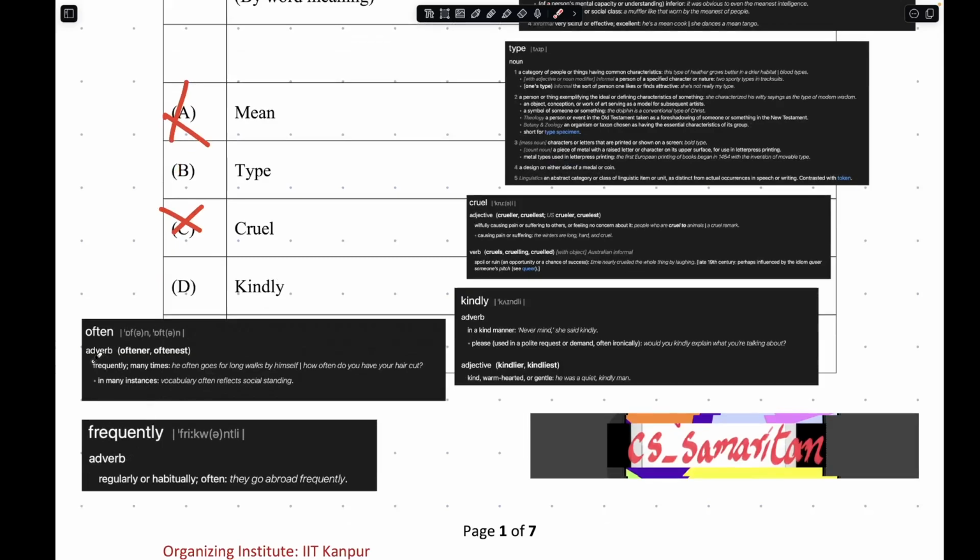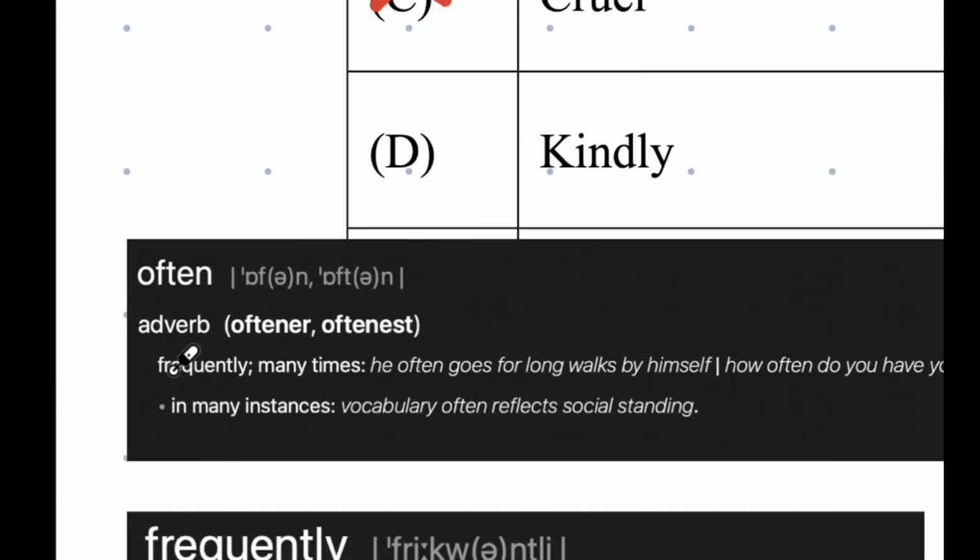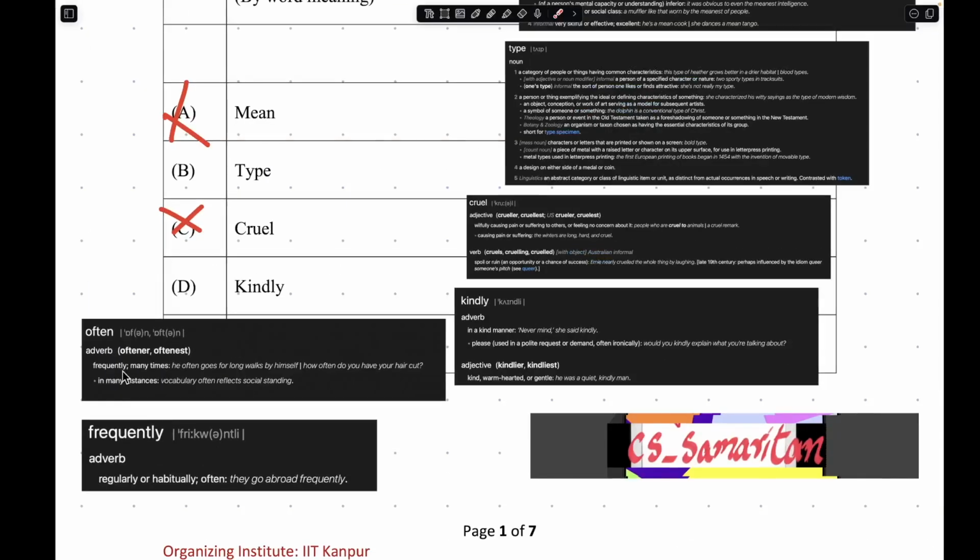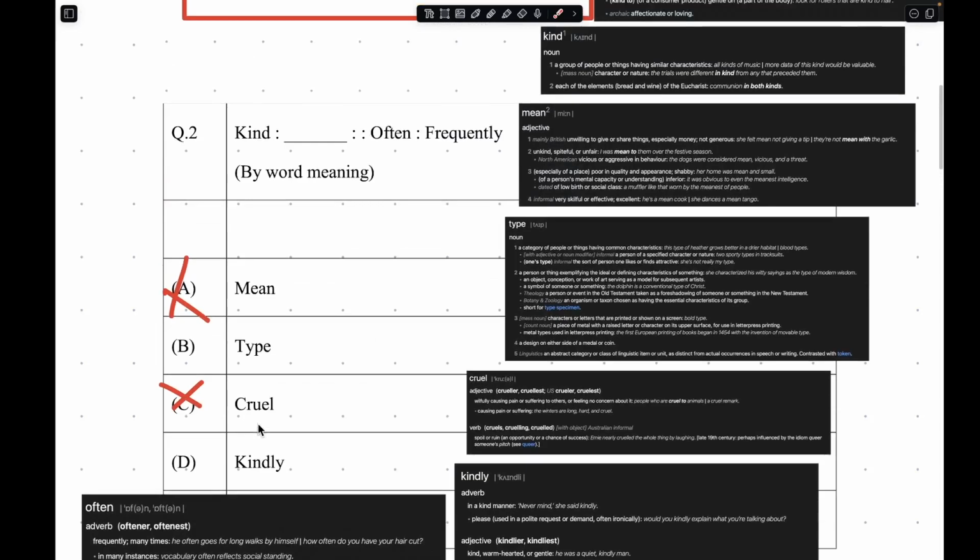Used often and frequently, basically the definition of often, frequently is directly used. So often is a synonym of frequently as per the definition from the dictionary also, right? So this is the whole very simple question. Just practice is required.